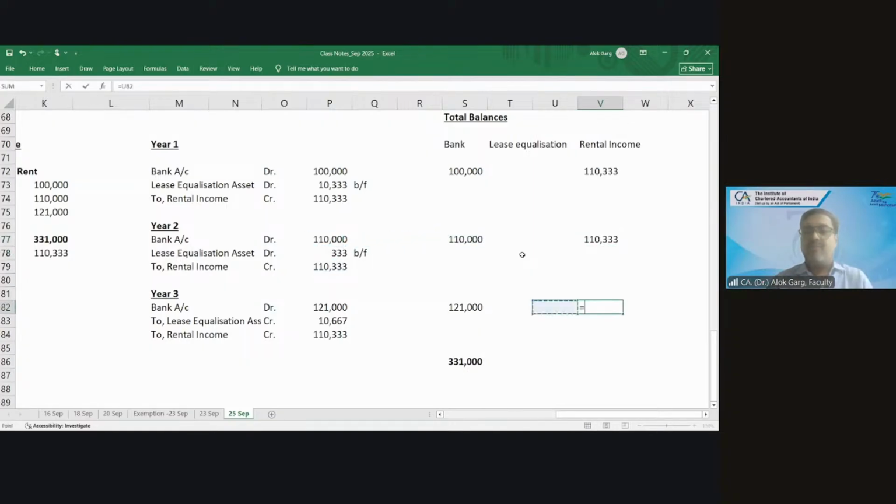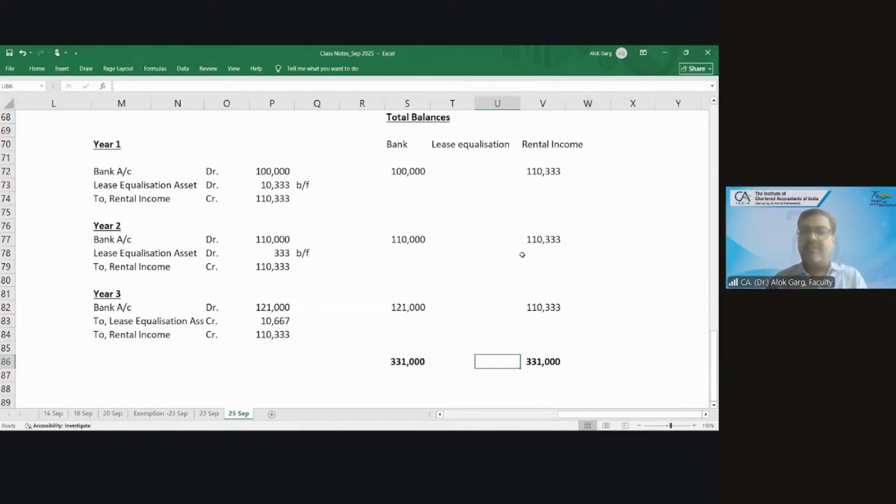भाई जैसे मैंने आपको 115 में क्या पढ़ाया था, जितना आपने कस्टमर से कलेक्ट किया दैट हैज टू बी योर इनकम. चाहे जितना मर्जी एलोकेट करो बिटवीन द परफॉर्मेंस ऑब्लिगेशन. टेक्निकली स्पीकिंग वॉट एवर यू गॉट दैट शुड बी योर रेवेन्यू. राइट. बाकी तो सब एलोकेशन है आपस में. तो 3,31,000. नाउ व्हाट इज द लीज इक्वलाइजेशन बैलेंस?